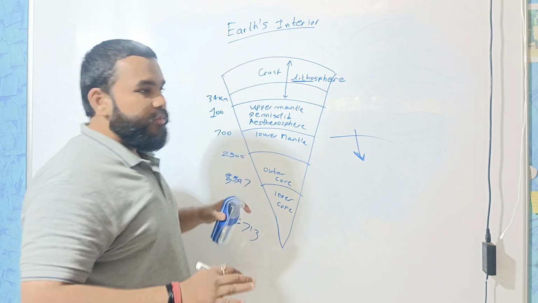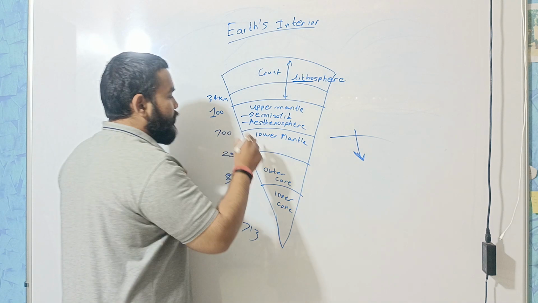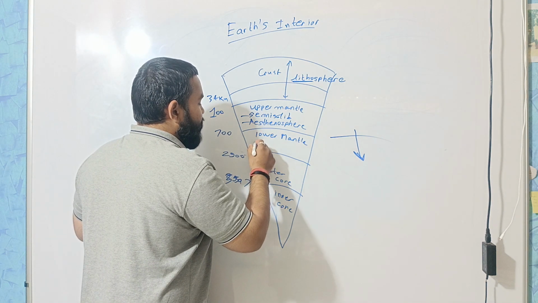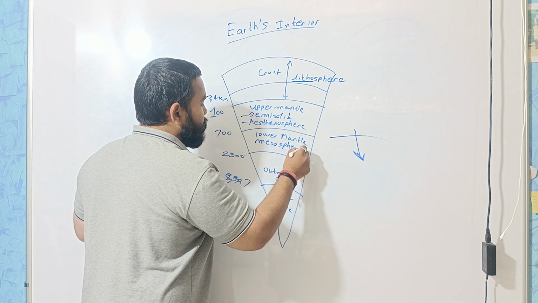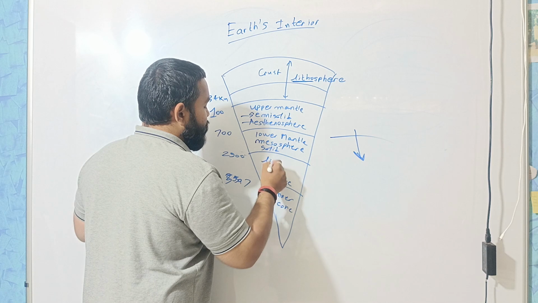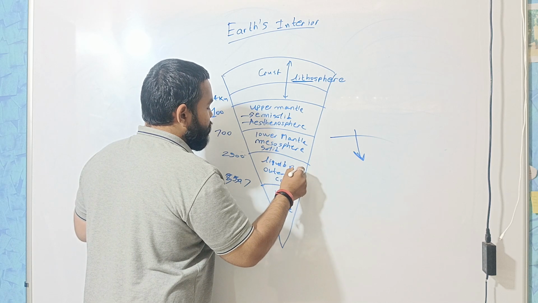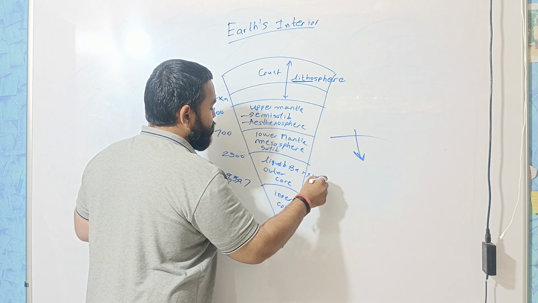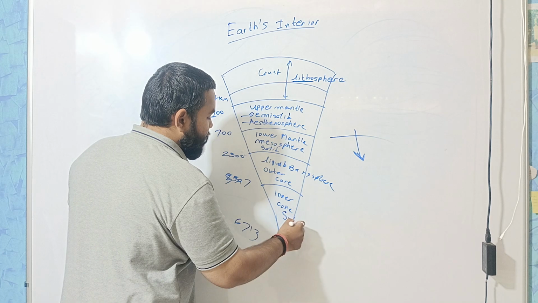This is asthenosphere. Remember, this is semi-solid and this is asthenosphere, which is upper mantle. Then there is a lower mantle. It is a mesosphere. This is solid. This is outer core, which is barysphere, which is liquid. And inner core, which is completely solid.